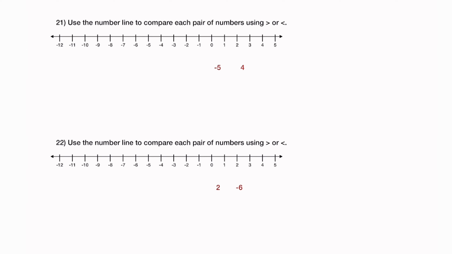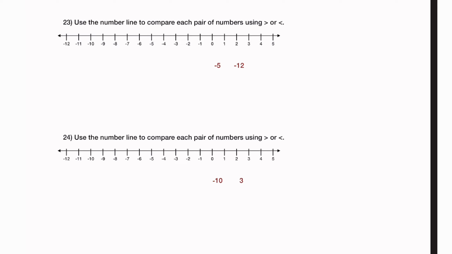The next one. Minus 5 and 4. Now minus 5 is here, 4 is here. Do we say which one is further away? But negative and positive number, do we even need to think? Negative is always going to be smaller than positive. 2 and minus 6. I can just do this, and I'm sure you can do this as well with your eyes closed. You can say 2 is greater than minus 6.